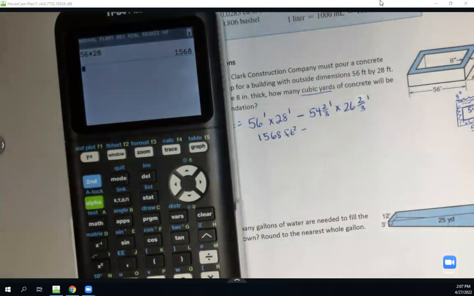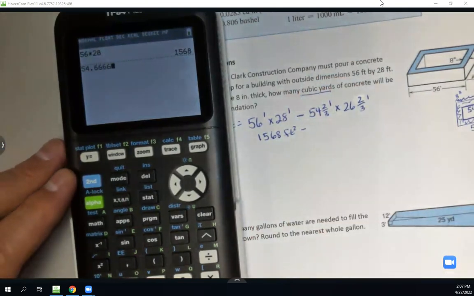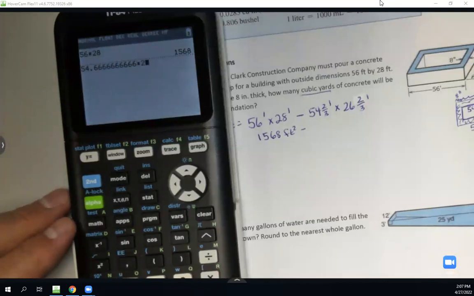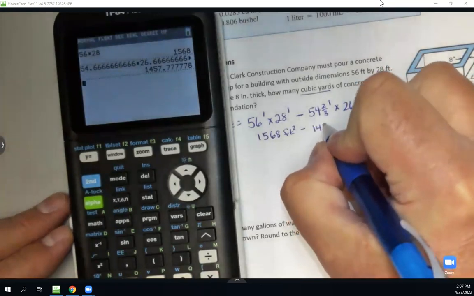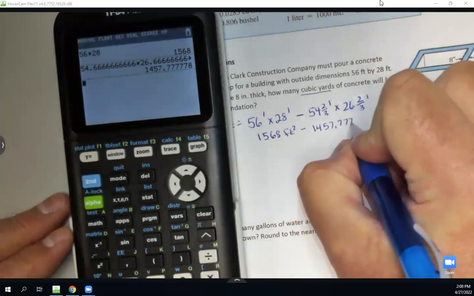So 2/3 is 0.6 repeating. So 54.6 repeating, I'm just going to repeat that 8 or 9 times, okay? Times 26.6 repeating, that's going to be 1,457.7 repeating.